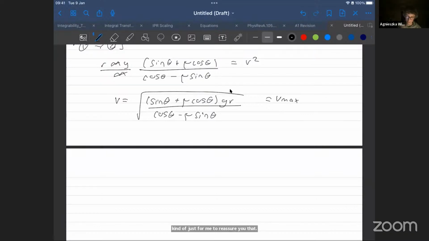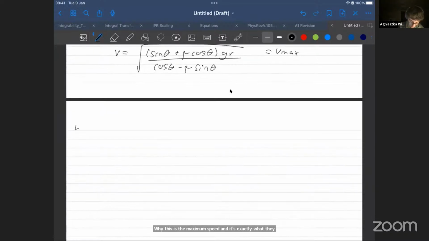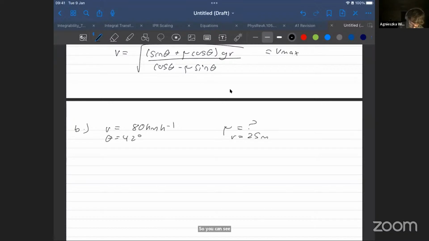Nice. So the second part of the question is, determine the value of mu required for the bike to travel at 80 kilometers an hour around corners of radius 25 meters with a maximum banking angle of 42 degrees. So v needs to be 80 kilometers an hour, and we want mu equals question mark. We know that theta is equal to 42 degrees and the radius is equal to 25 meters. And we want to find mu.